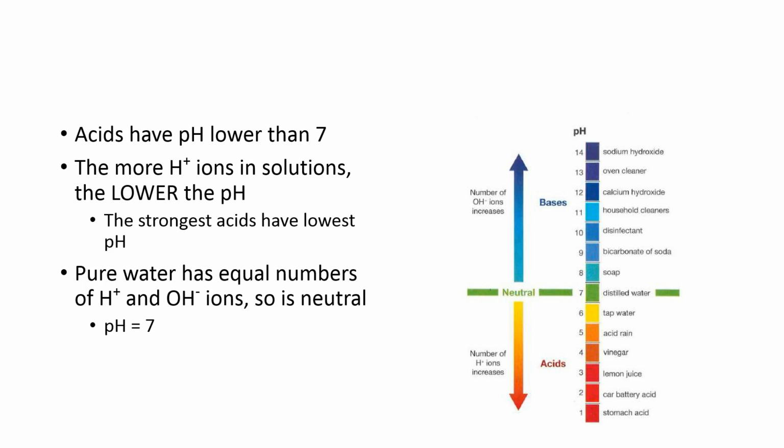Pure water has equal numbers of hydrogen ions and hydroxide ions in solution. So it's neutral. It's neither acidic nor basic. That means its pH is exactly 7.